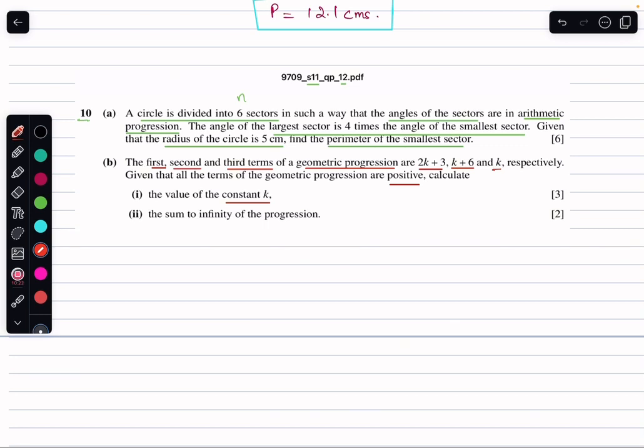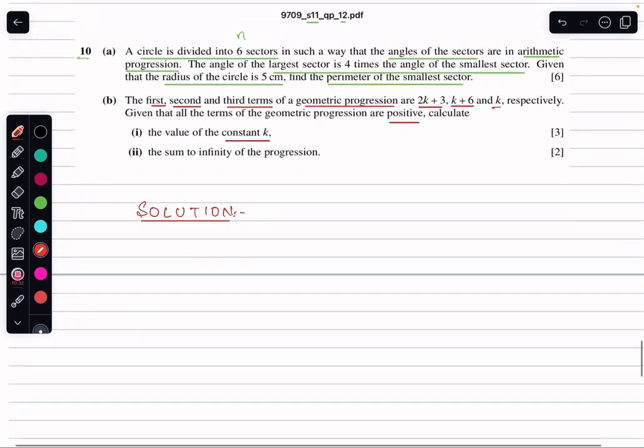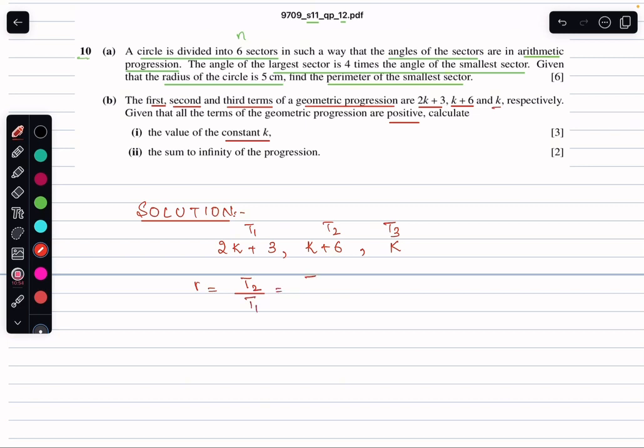So to find the value of the constant k, the first three consecutive terms are given to us. With respect to the first three consecutive terms, my first term is 2k plus 3, my second term is k plus 6, and my third term is k. We know the common ratio. This is our T1, this is our T2, and here we have our T3. We know the common ratio can be given as T2 over T1, or we can say it's T3 over T2.